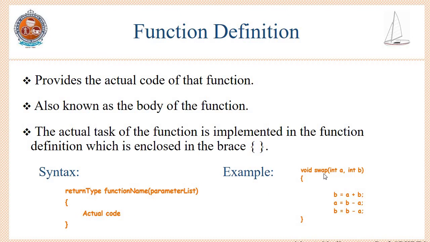I'm declaring a function named swap. I'm passing the two parameters. So this is the body of the function where I'm swapping the a and b values. And the function definition is performed before the main function or after the main function.